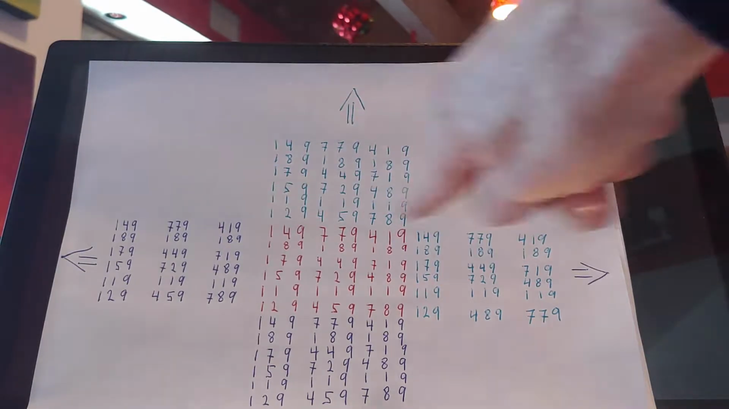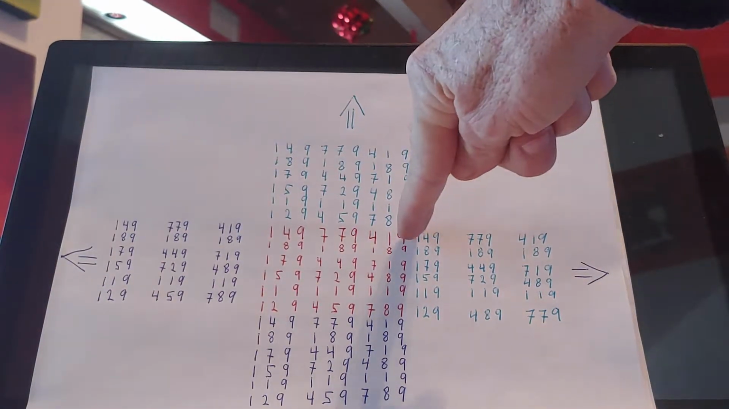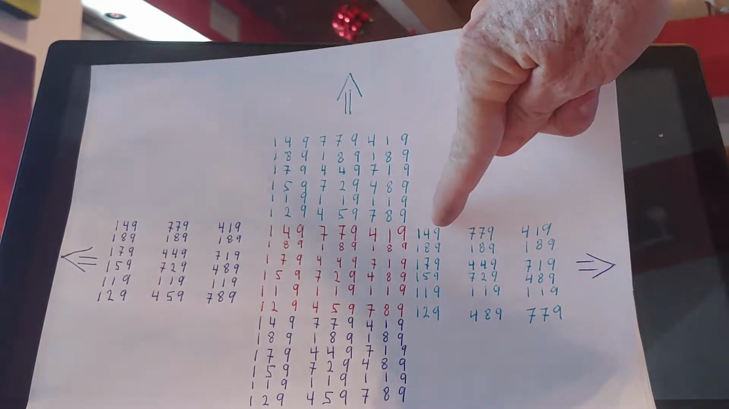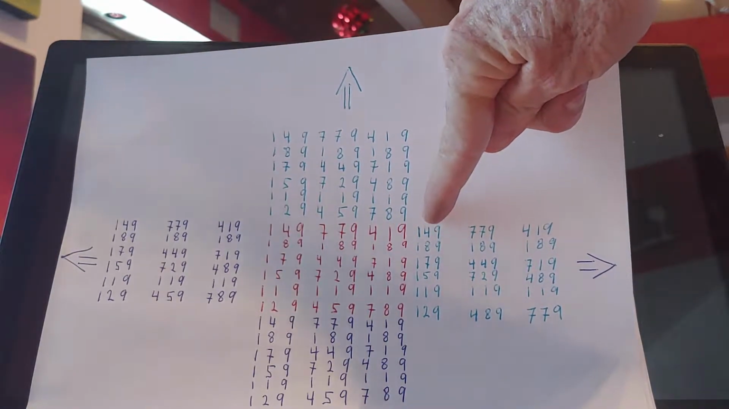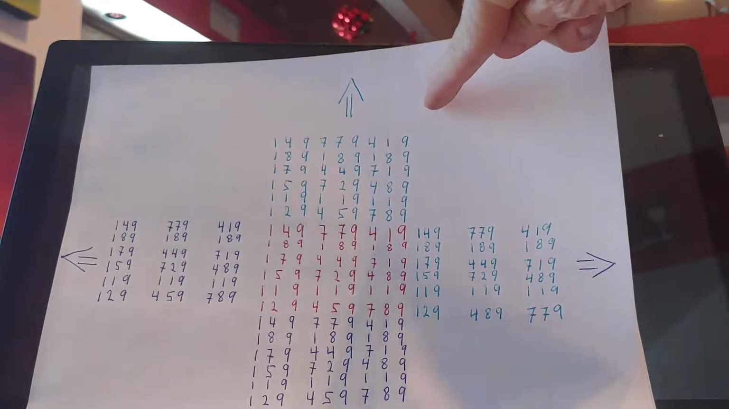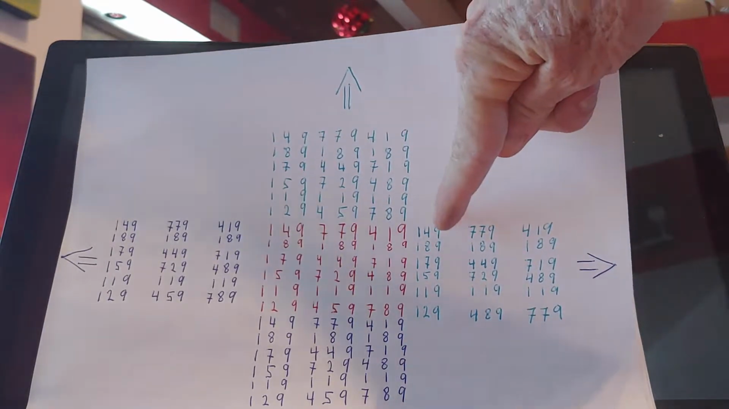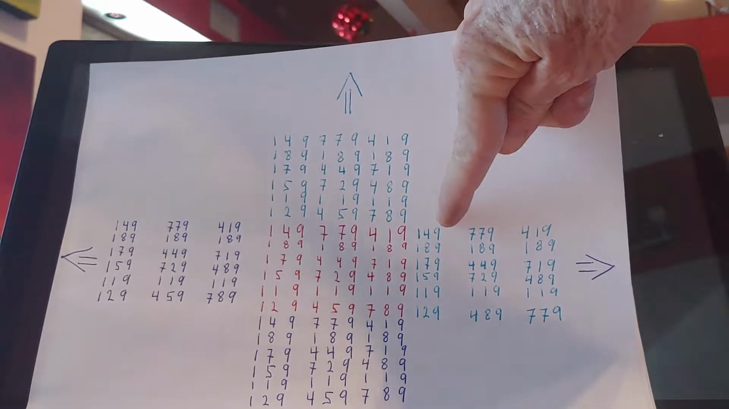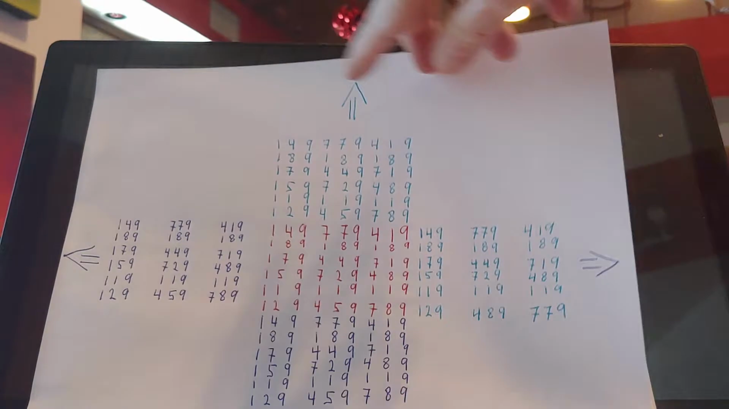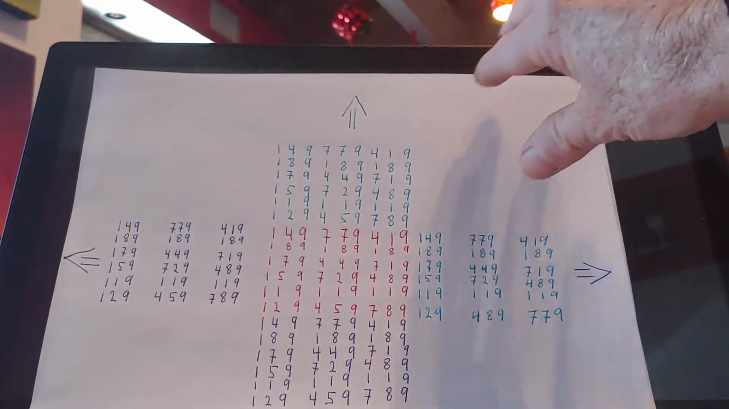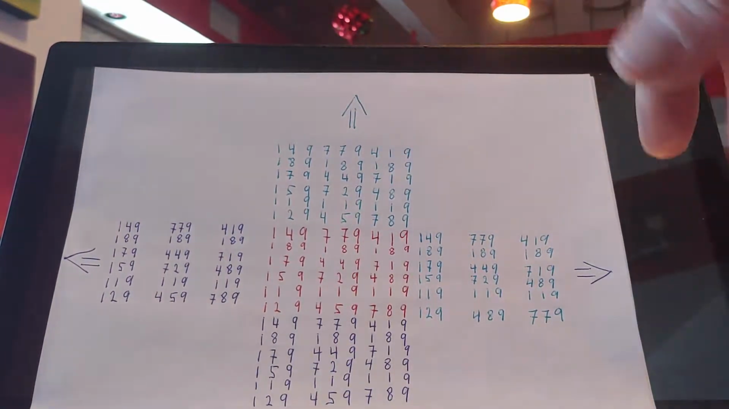The way it goes this way is 1, 2, 3, 4, 5, 6, 7, 8, 9. 10 is a 1. 11 is a 2, and 2 squared is a 4. 12 is 3, 3 squared is a 9, etc. If we put a minus sign in front of those numbers, they will still be the same numbers.